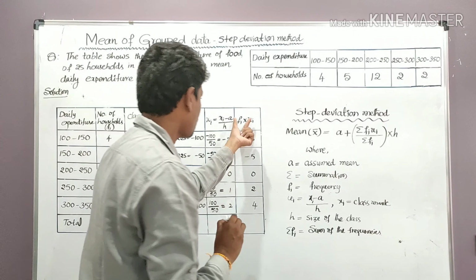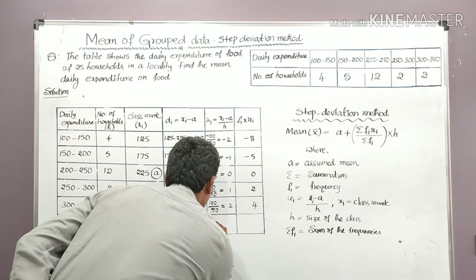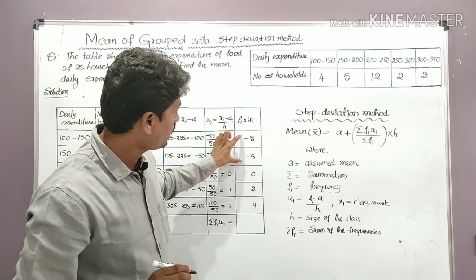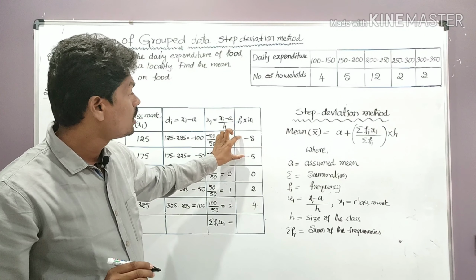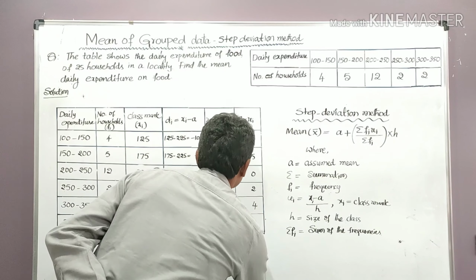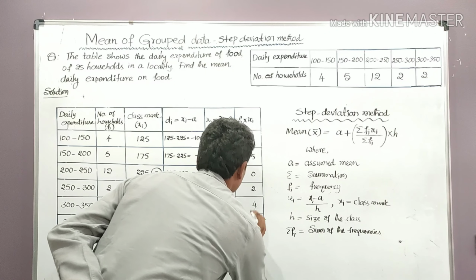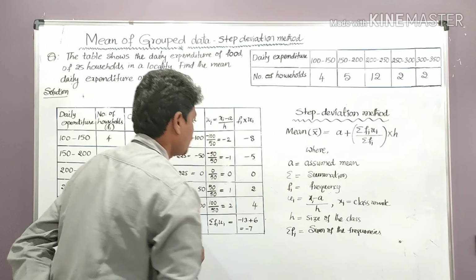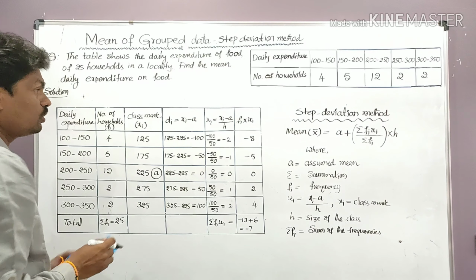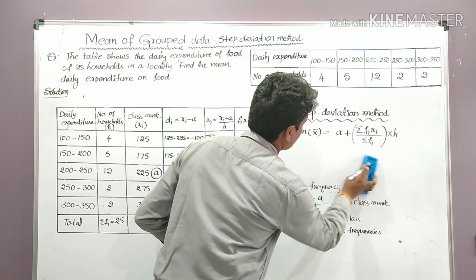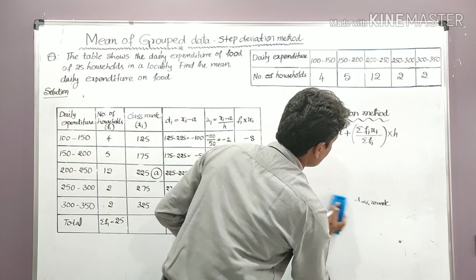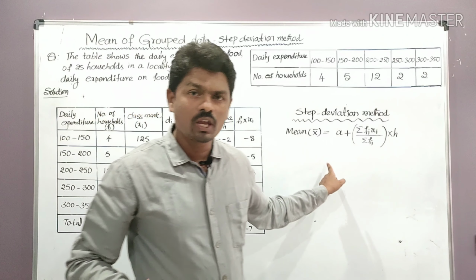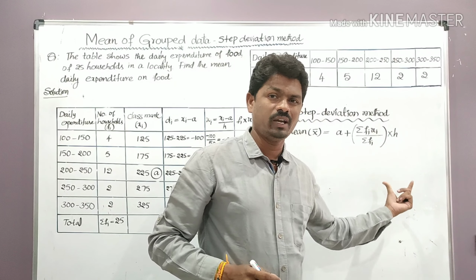Next we have to find sigma Fi into Ui. Here there are some negative and some positive values. First add the negatives. Minus 8 minus 5 is minus 13, plus 2 plus 6 plus 6, which is equal to minus 7. So this is sigma Fi into Ui. Now we just have to substitute in the formula, student. This is the formula we use to find the mean using the step deviation method. Mean x bar is equal to a plus sigma Fi into Ui divided by sigma Fi, into h.